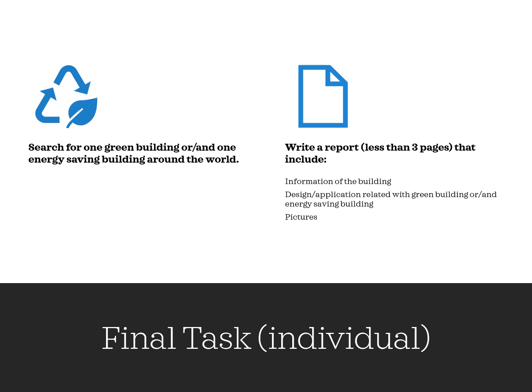Okay, so for your final task, you need to search for one green building or one energy saving building in Malaysia or around the world. And then please write a report which is less than 3 pages. Okay, what you should include in your report is the information of the building, the location, the size or maybe the function, and also the design that is related to the green building or energy saving building.